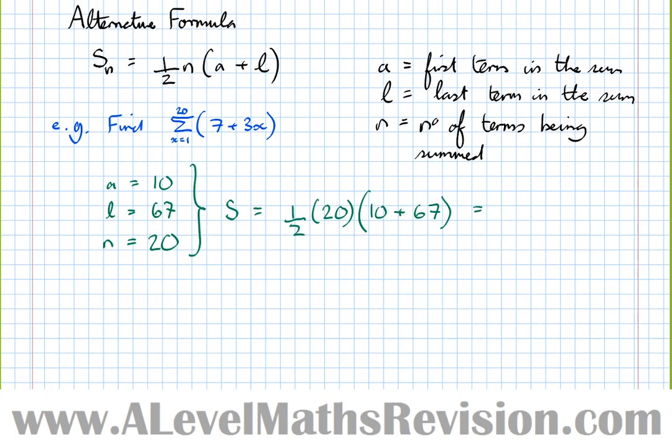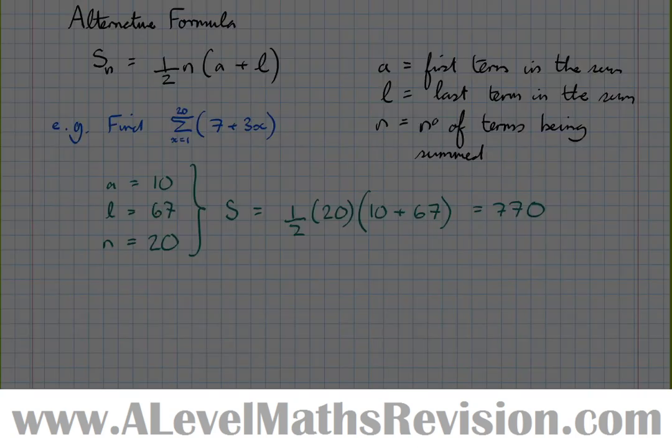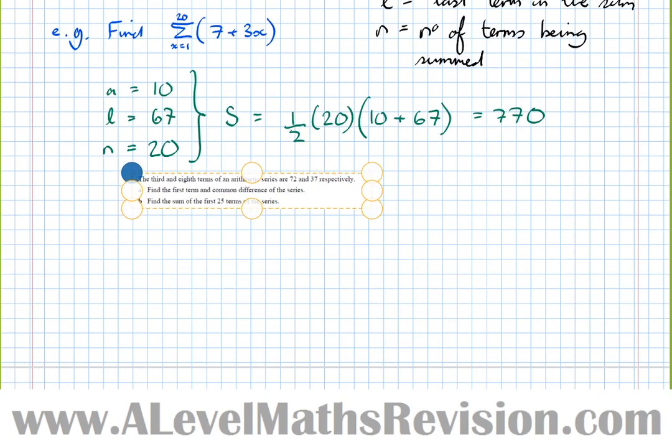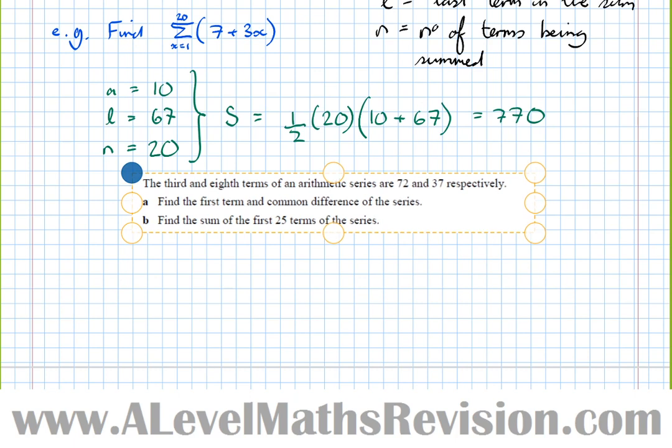So again, the answer is 770. So I think it's good to do a bit more of an applied question now, because those first couple seem quite straightforward. So let's try this one from the worksheet. This is question 10 from the Arithmetic Sequences worksheet that's in the lesson area. So let's have a look at this one.